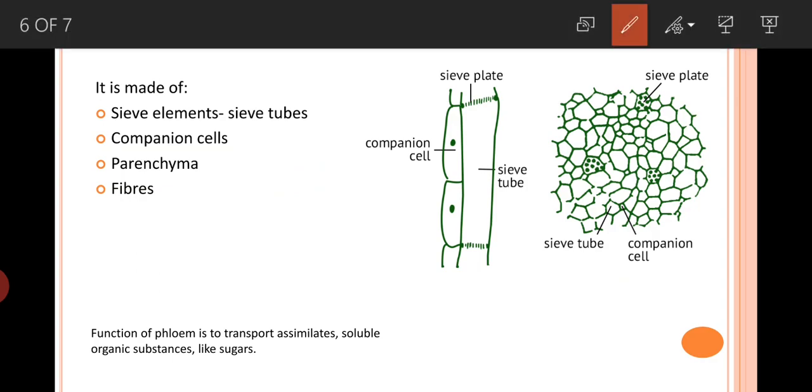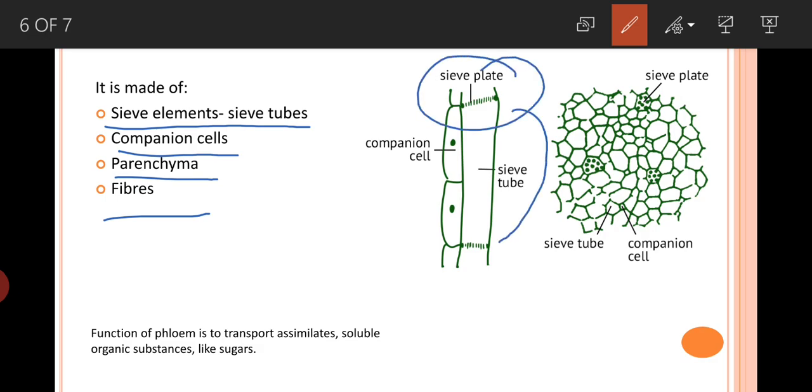So if we make a general revision of the cells found in the phloem vessel, we have the sieve elements which form the sieve tubes, we have the companion cells, and we have the parenchyma and the fibers which give support to the vascular tissue phloem. Also, the point where two sieve tubes meet each other forms a structure which is known as the sieve plate, which we are going to discuss in other videos.